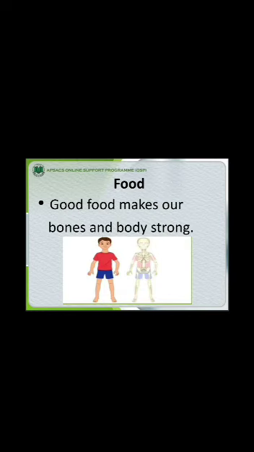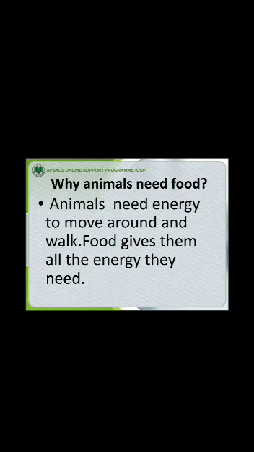Like us, animals also need food. Do you know, students, why animals need food? Animals need energy to move around and walk. Food gives them all the energy they need. It means that animals need energy to move around, run, and walk, and they get their energy from the food. So they need food to get all the energy they need.